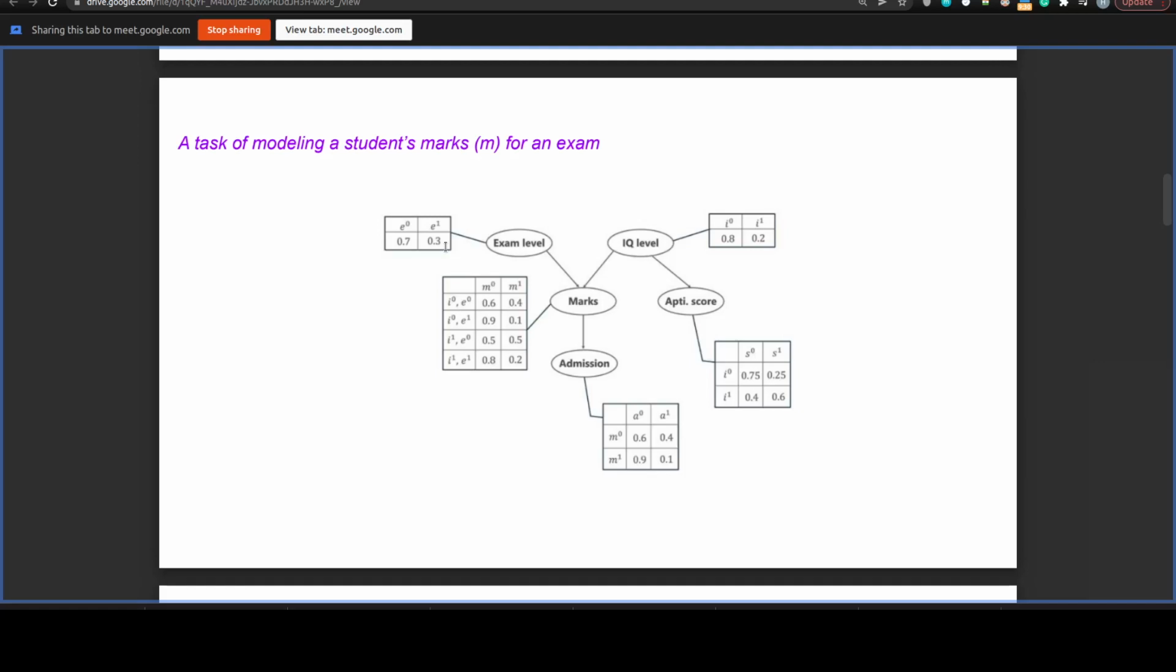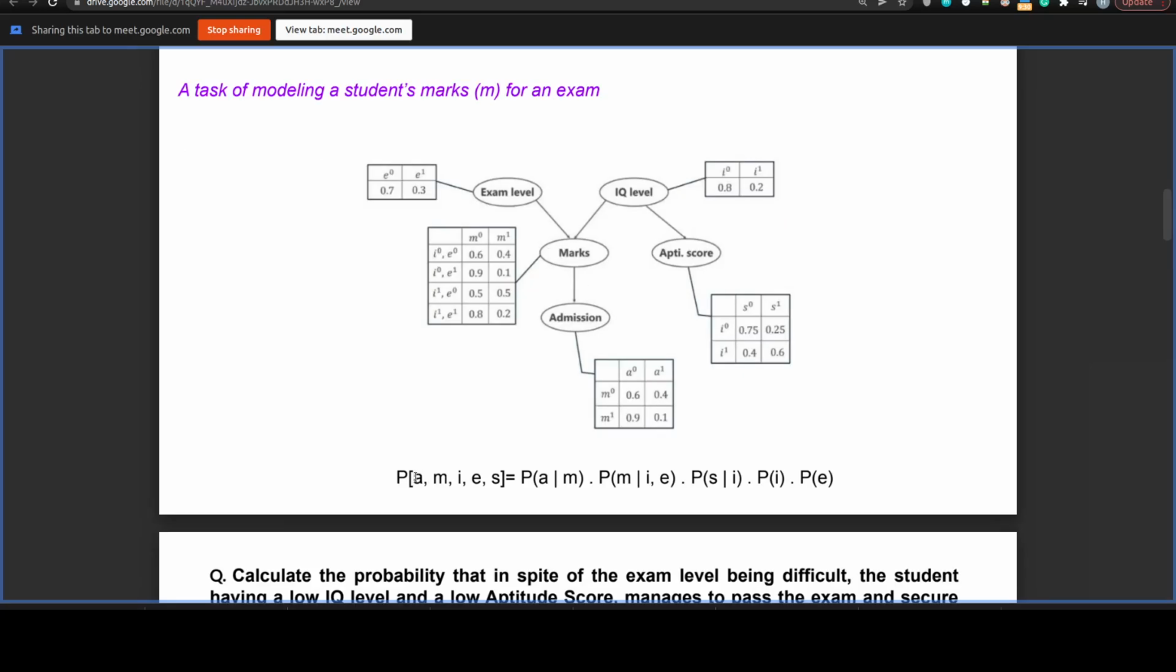Let us say I want to model the probability of a certain event, which specifies the value of A, the value of M, the value of I, the value of E, and the value of S. To write this, I'll write the probability of each variable conditioned on its parents. A is conditioned on marks, M is conditioned on IQ level and exam level, S is conditioned on I, and then P of I and P of E are the free variables.